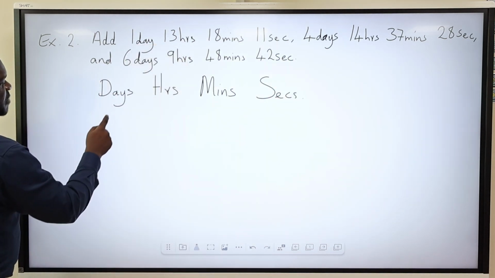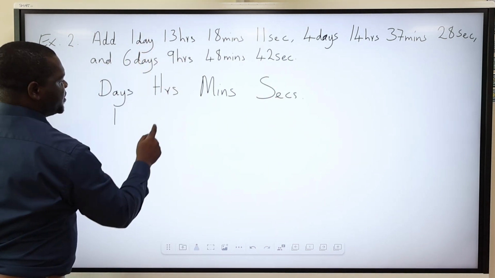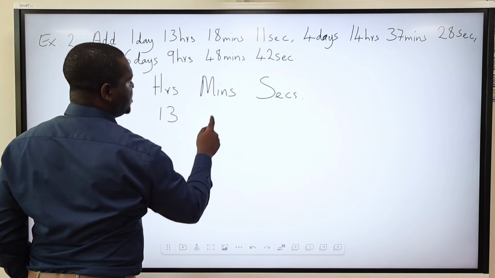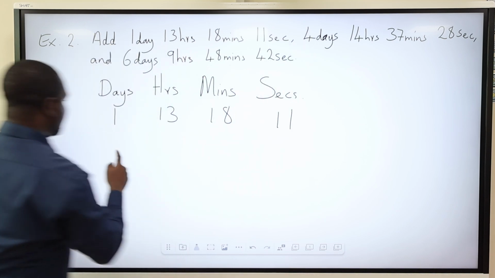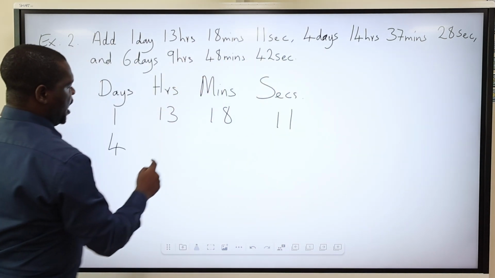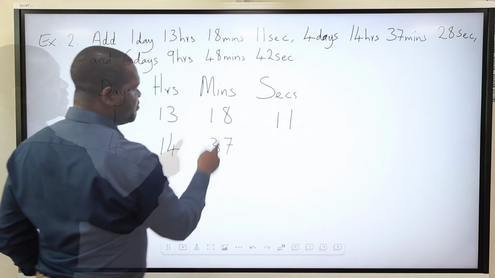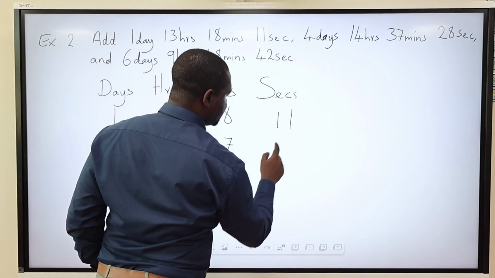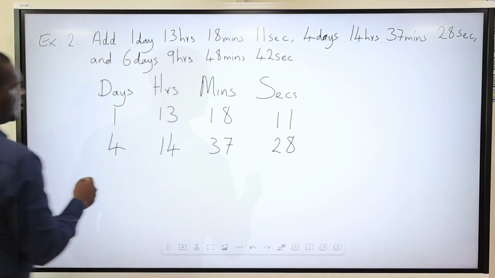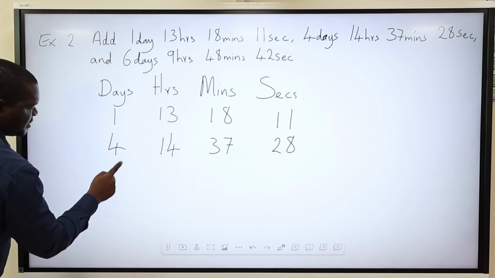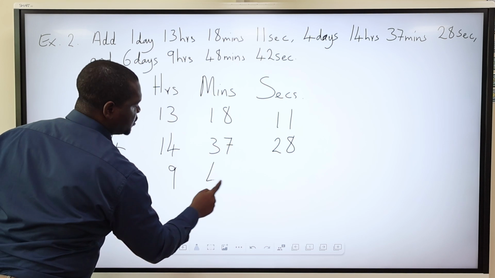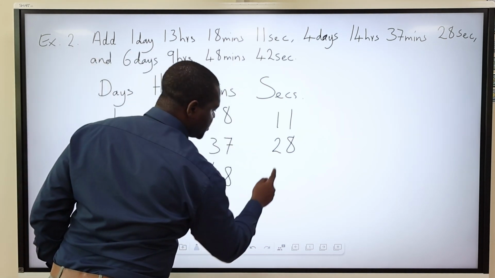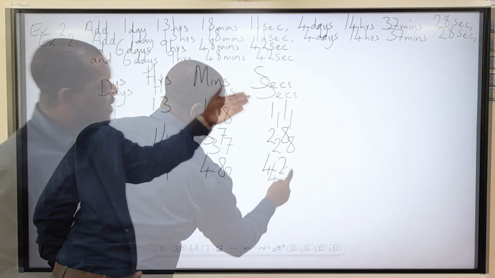The first number of days, 1. Number of hours, 13. Number of minutes, 18. Number of seconds, 11. Number of days again, 4. Number of hours, 14. Number of minutes, 37. Number of seconds, 28. Last here, number of days, 6. Number of hours, 9. Number of minutes, 48. Number of seconds, 42.